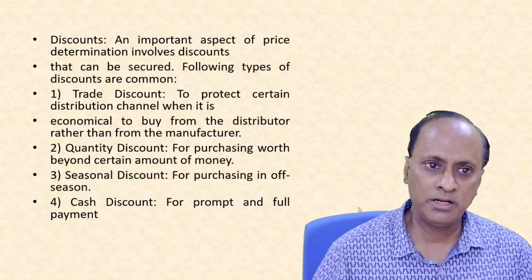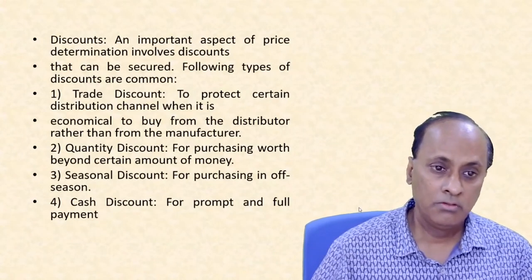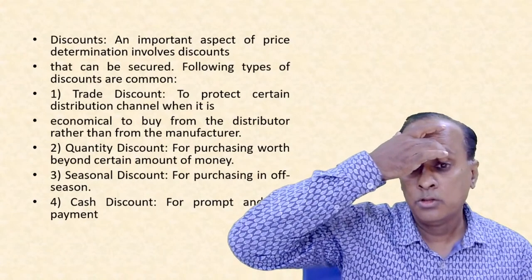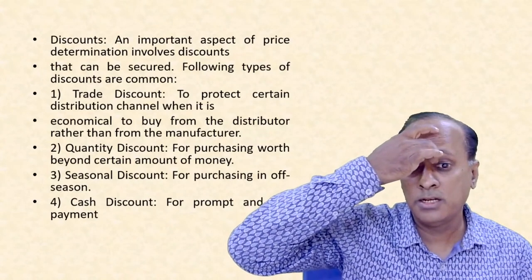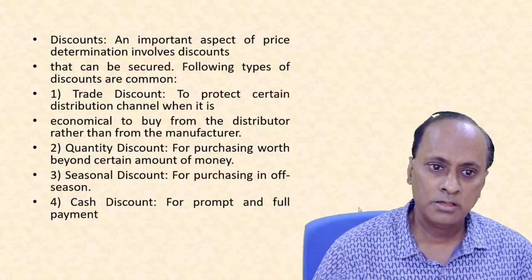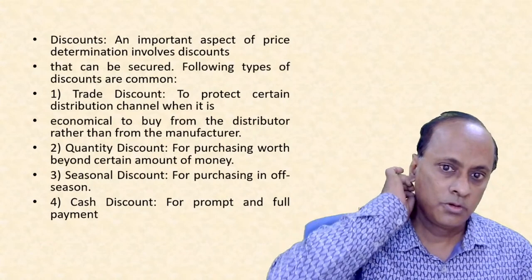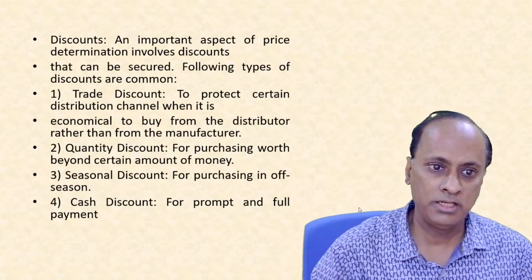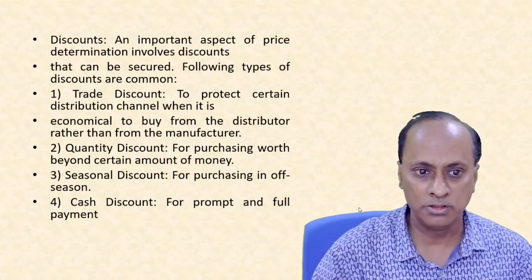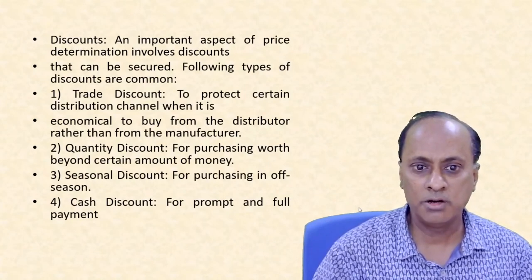An important aspect of price determination involves discounts, and there are different types of discounts. One is trade discounts, to protect certain distribution channels when it is economical to buy from the distributor rather than from the manufacturer. Then there is quantity discount, for purchasing worth beyond a certain amount of money.